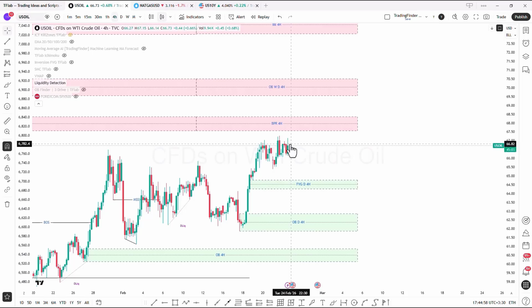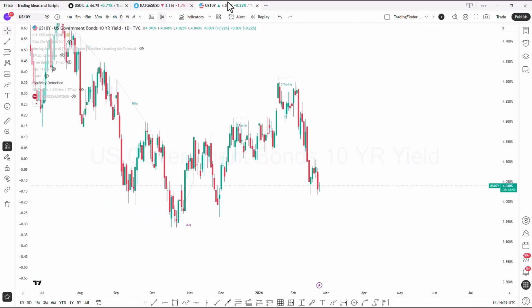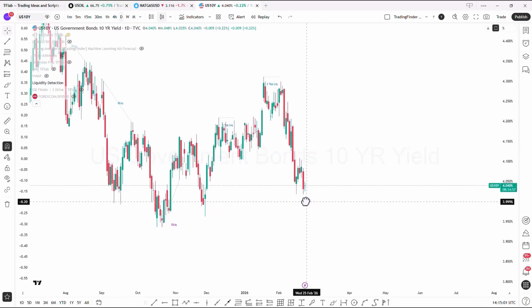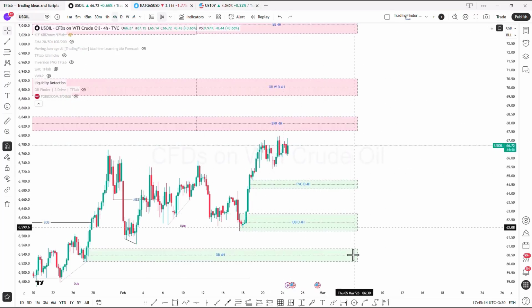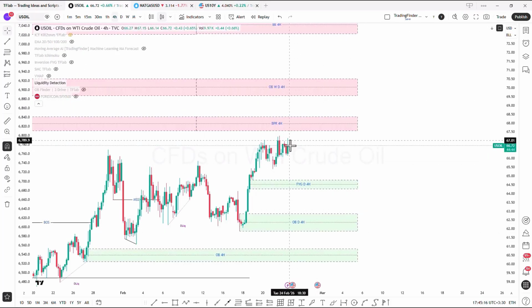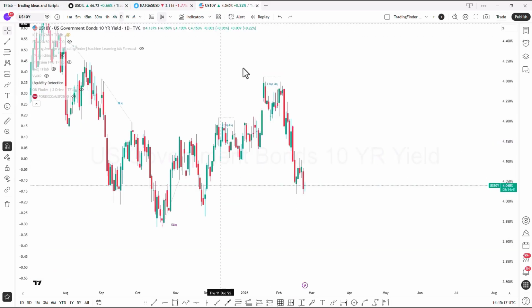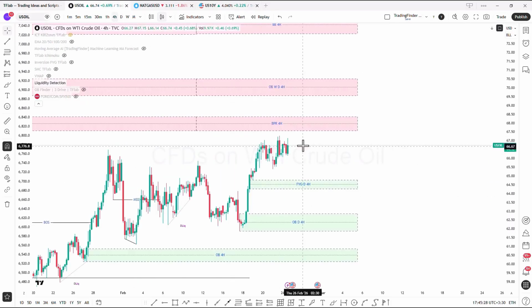If the price of oil decreases and the yield on the US 10-year bonds also increases, it can serve as a signal and confirmation for the continuation of the trend, specifically the downward trend in oil prices. However, if the price of oil increases and as a result the yield on the 10-year bonds also decreases, it indicates confirmation of geopolitical risks that could lead to the continuation.